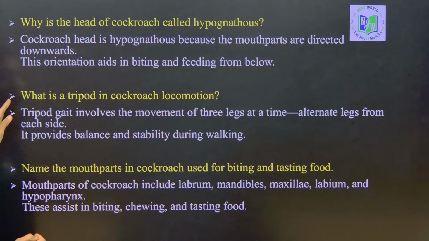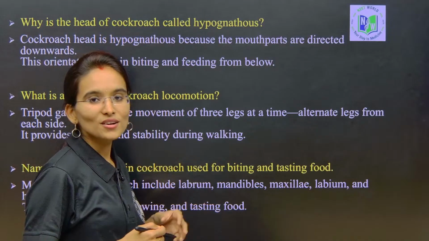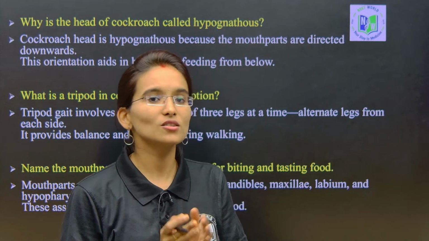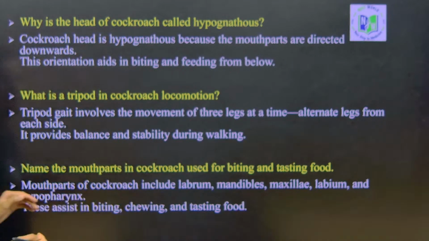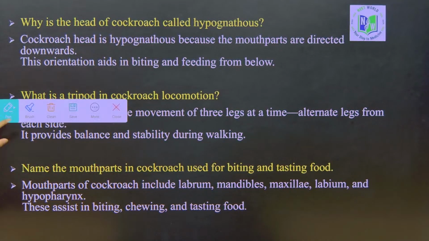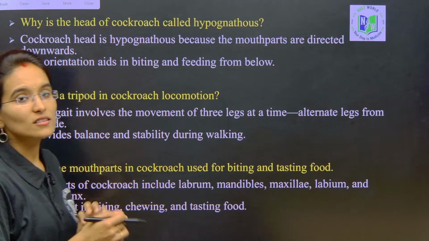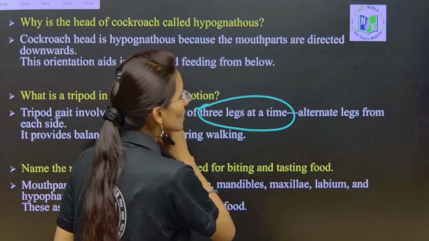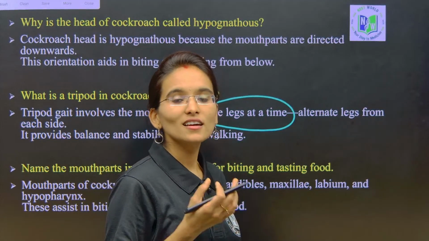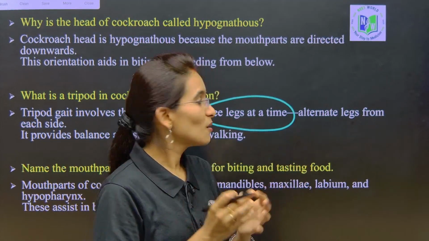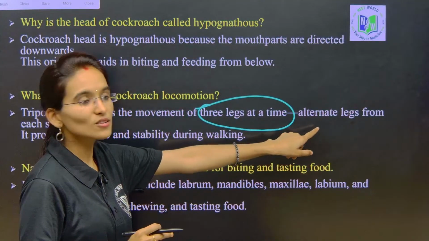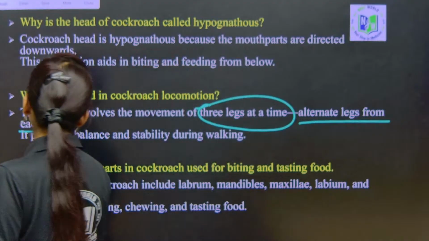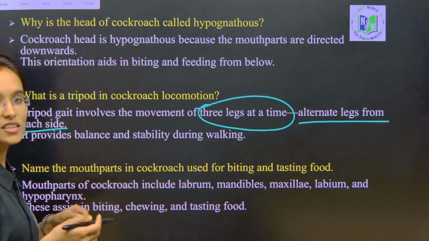Yes. What is a tripod in cockroach locomotion? It is just the movement of the legs, my dear students. See here, generally the tripod is formed by the involvement of 3 legs at a time. How is it going to form? Look here, alternate legs from each side. So it provides balance and stability during walking.